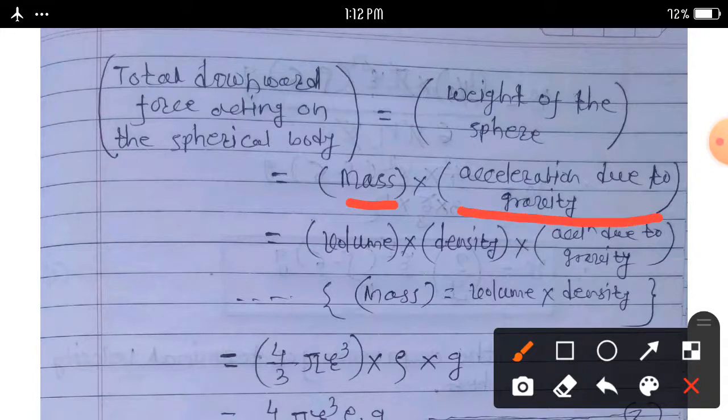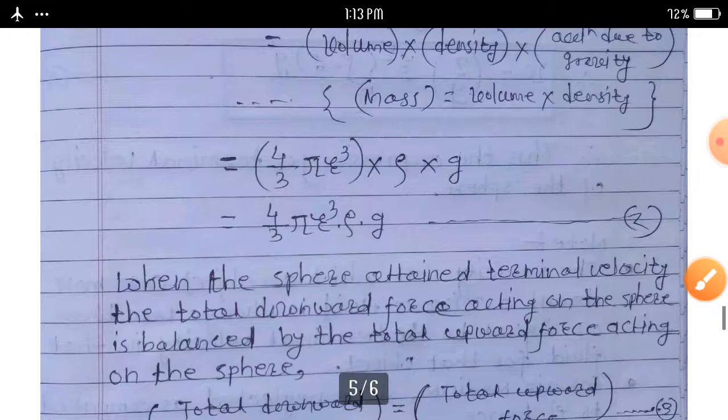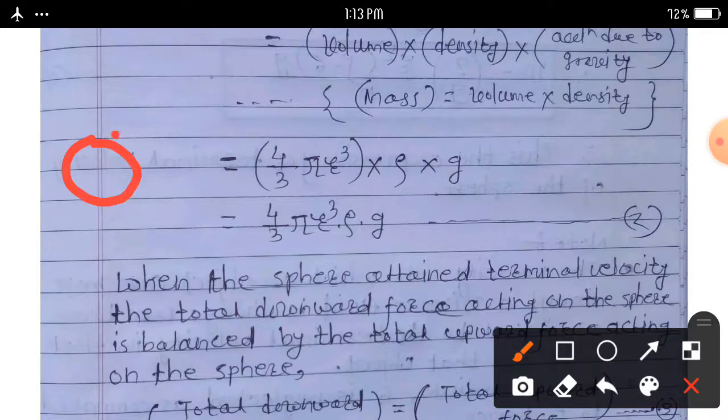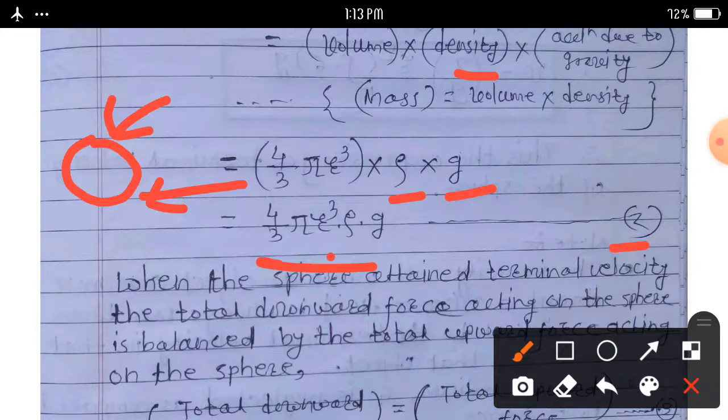But mass is equal to volume into density. Then we can write volume into density into acceleration due to gravity. Since this is a spherical body, the volume becomes 4 by 3 pi r cube, the density is rho, and the acceleration due to gravity is g. Then this becomes 4 by 3 pi r cube rho g. Consider this equation second.